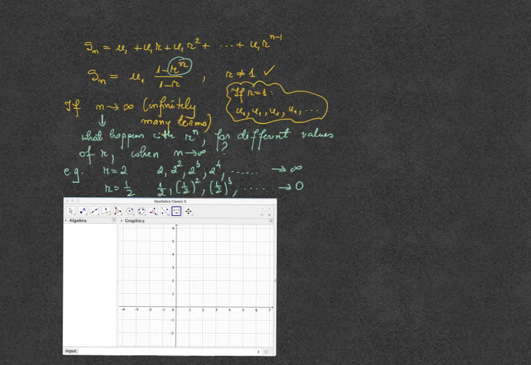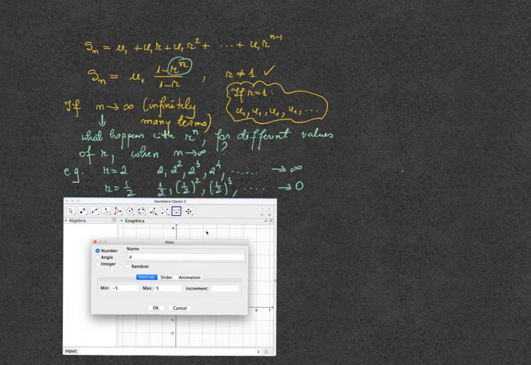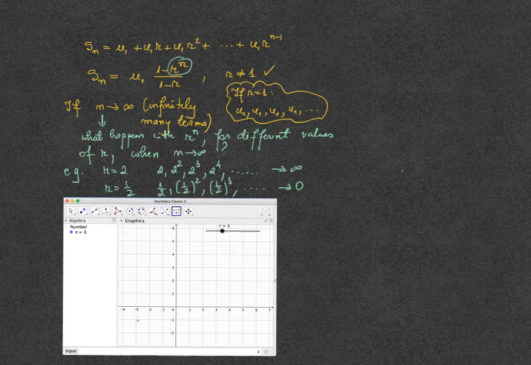In order to explore what happens, I use this app, GeoGebra, which is a very cool app. What I'm doing is defining a slider which will act as r, because I want my r to change. I want to see what happens if r is negative and if r is positive as well. So I just do between -5 and 15 with a small step. So that's my r.